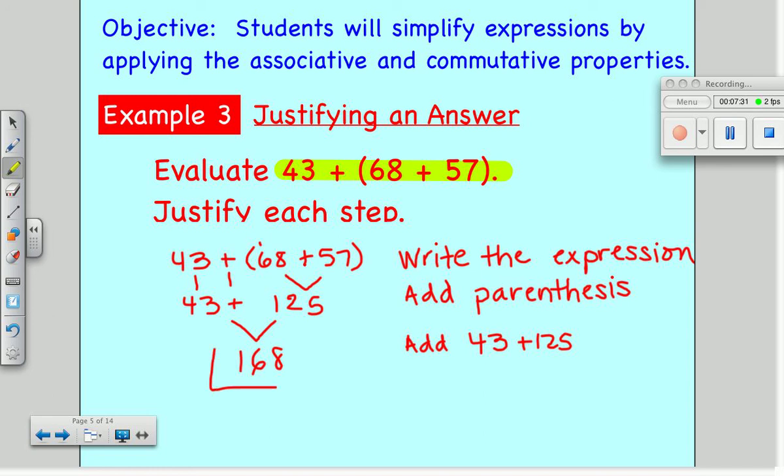And that's our answer. And you should have been writing with me, so just to make sure, you should have this written. You should have this written. And of course, you should have the answer with the justification. So on the left is the answer, on the right is the justification for each one of those steps.